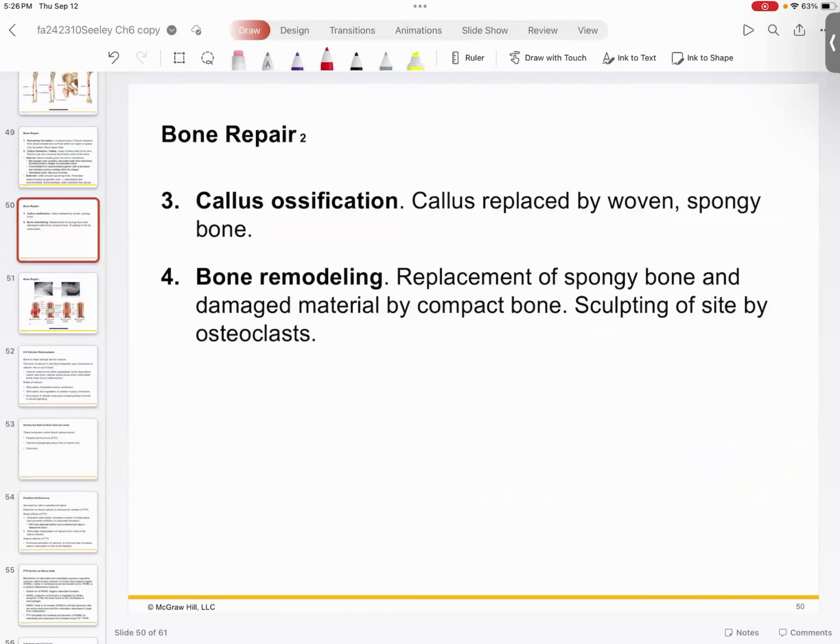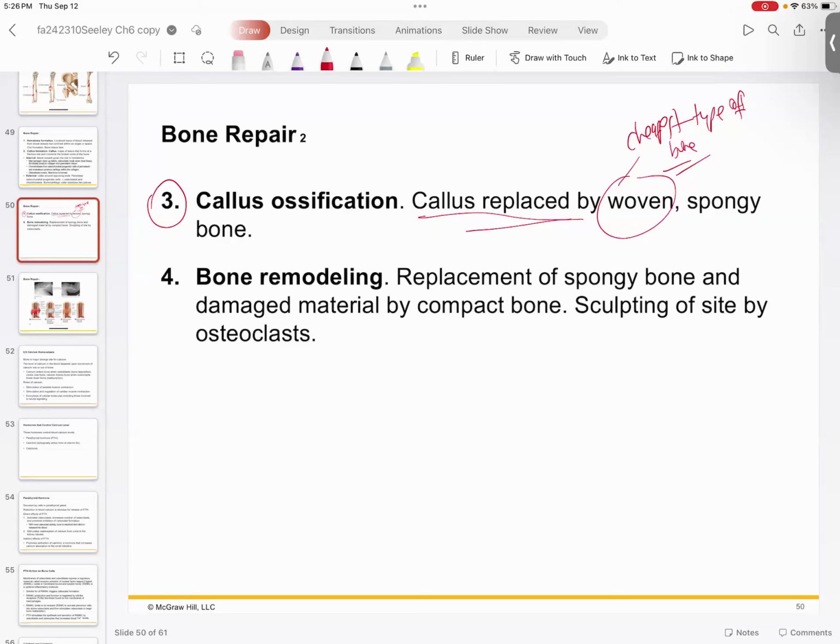Now, once you actually get your callus formation, then it's time to convert that to bone, right? We have a cartilaginous callus, and now we're going to ossify that. So this callus will be replaced by woven bone. Remember, the woven bone is the cheapest type of bone. Notice what you're doing. Every time you plug this fracture, you're starting off with the cheapest, and then you're upgrading to the next most expensive one, right?